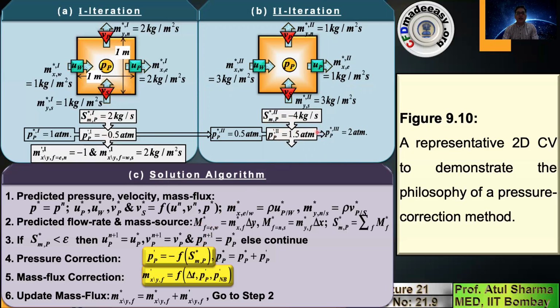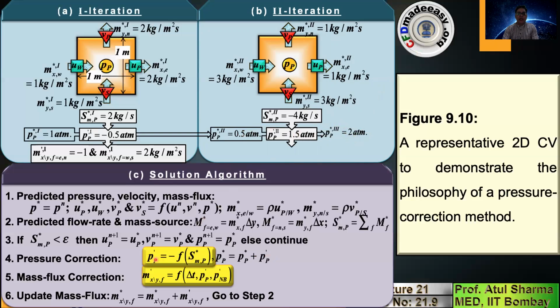So using this formula, you got, let us say, this pressure correction. For the third iteration, you can add this pressure correction to the second iteration pressure. So you add 0.5 plus 1.5. So for the third iteration, the pressure will be 2 atmosphere. So there will be a third iteration. This way we continue with iteration by iteration.